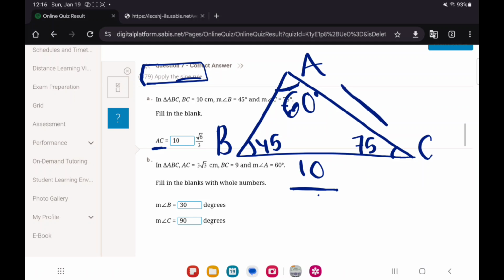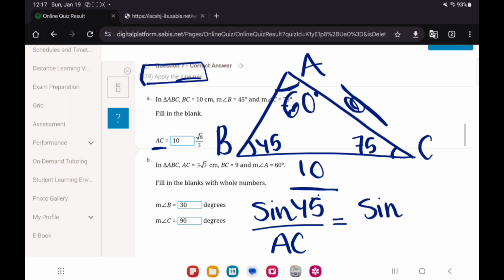Okay, so let's use the sine rule. Sine 45, because it's opposite of this angle here, the side, sorry, over AC equals sine 60, because it's the only angle that we have another side to, over 10. Cross multiply. I'll actually do this for you on the calculator on my tablet because it is a tricky thing to do.